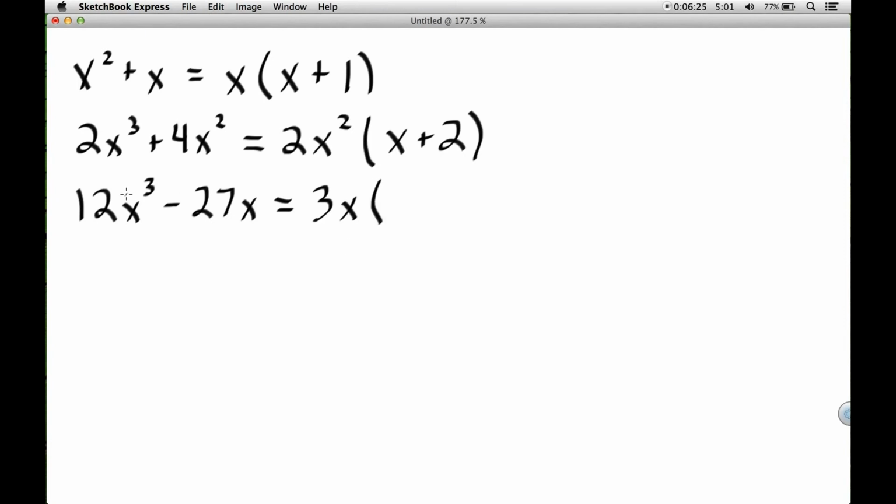3x times what equals 12x cubed. To get from 3 to 12, we multiply by 4. To get from x to x cubed, we multiply by x squared. To get from 3x to negative 27x, we multiply by negative 9. And there we go.